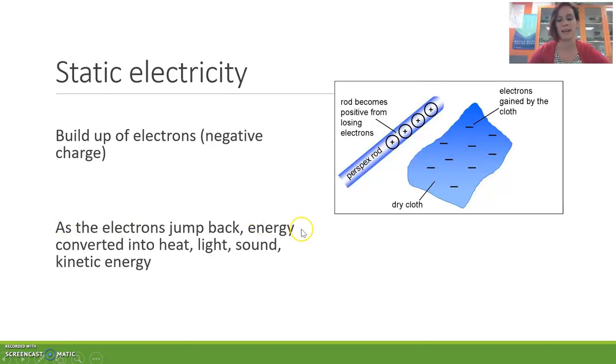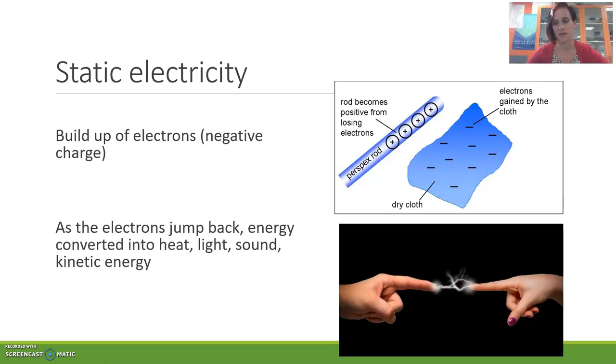As the electrons jump back, energy is converted into heat, light, sound, and even kinetic energy. So you might see if you get a bit of a spark of electric shock, and it's happening now that the weather is really dry, and you touch something metal, all the electrons are on you and they're jumping back there to the positive charged metal, and you might see an actual spark. You'll feel it, and you might see a bit of light and sound and heat, all those kinds of things.